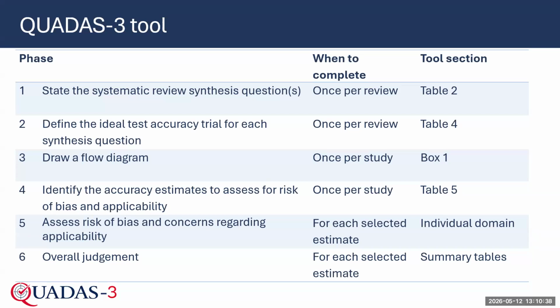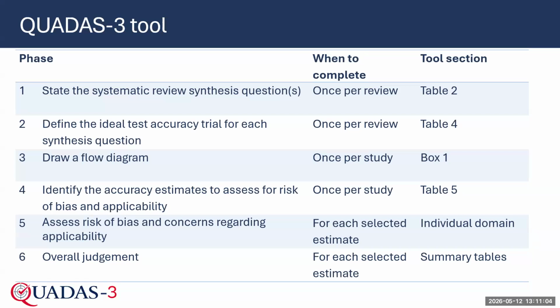With QUADAS 3, you decide what estimates you're going to include in your systematic review, and you assess each of those estimates for risk of bias and applicability. So that you need to decide which of the estimates you're going to assess as part of the tool. And then the last 2 stages, 5 and 6, are done for each selected set of estimates.